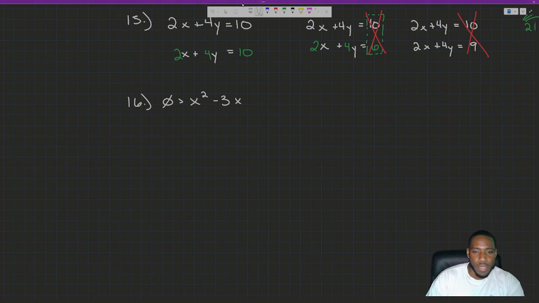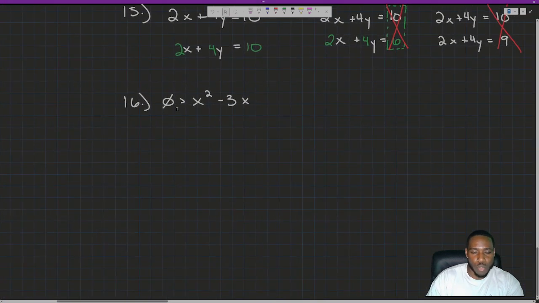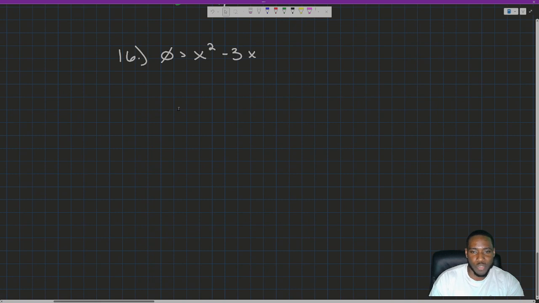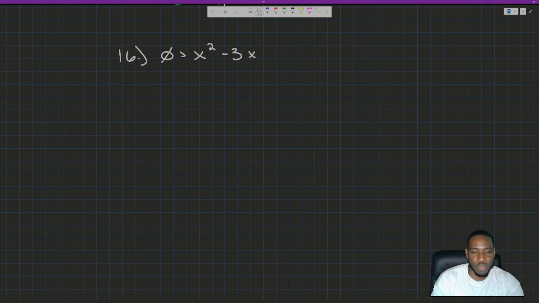Okay. Now to start this off, I'm going to go ahead and just use our reflexive property to flip this around, make this a little nicer to see. So instead of 0 is greater than, we're going to write this as x squared minus 3x is less than 0. If we're going to flip the statement around like that, we got to make sure that we flip the sign to indicate consistency in our relationship here.